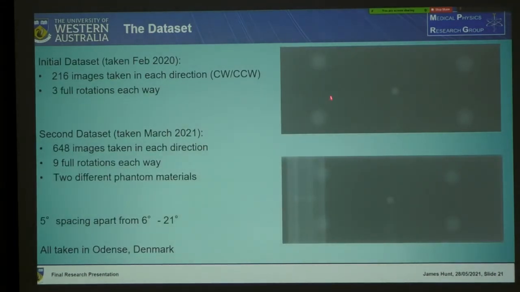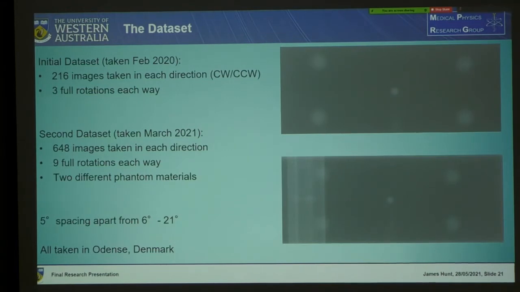So here are the actual images I got when I first started the project. The first data set was taken in February last year. I didn't start until around this time last year, late last year. I originally got 3 full rotations' worth of images, taken basically 1 every 5 degrees of rotation, which came to a total of 216 images in each direction, both clockwise and counterclockwise.